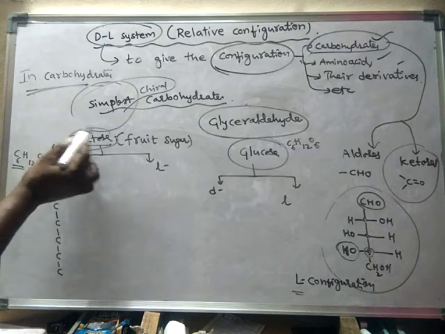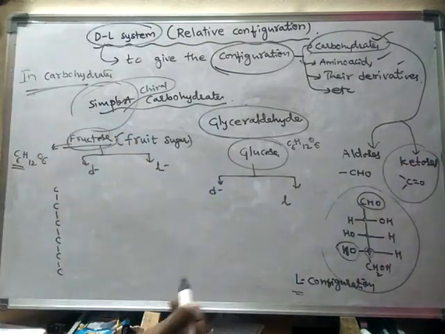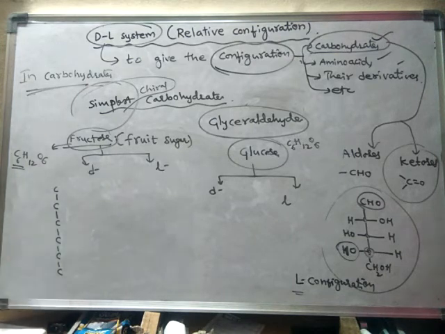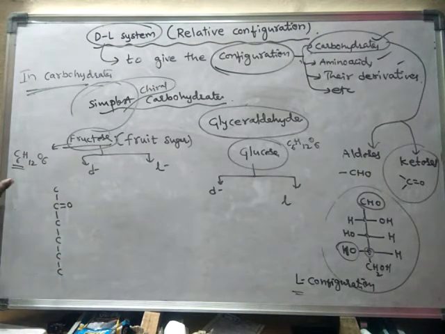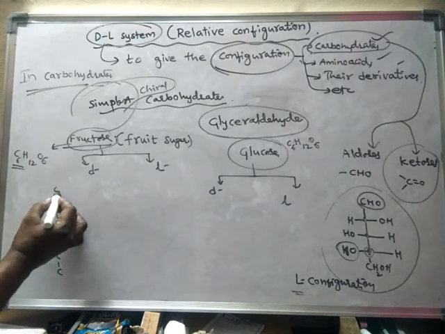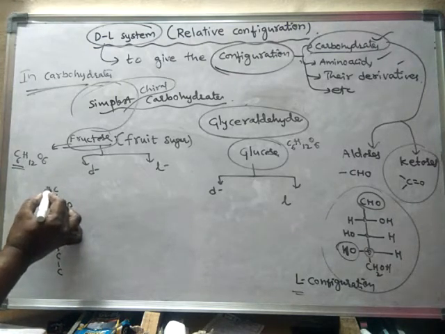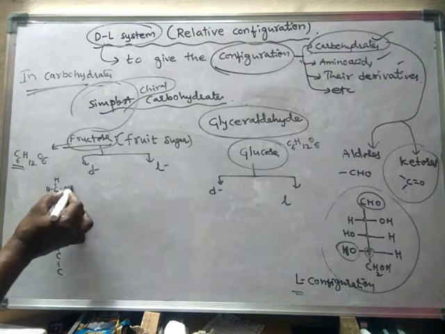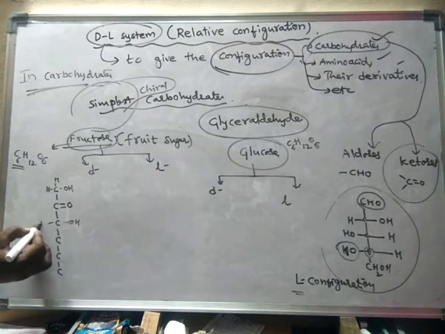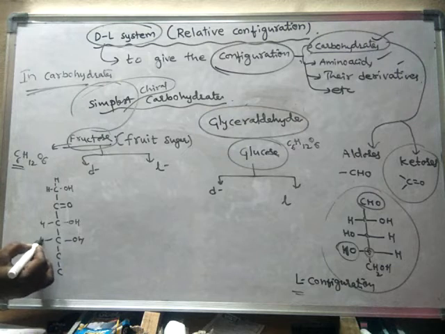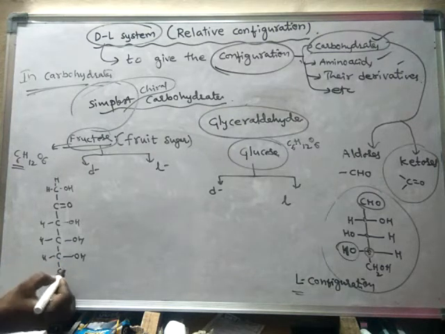In fructose, the keto group is present. Ketose. A ketone group cannot start at the end, so the keto group will always be present in the center. At least it should be on the second carbon. So here this is the keto group. On the first carbon there are two hydrogens and one OH group attached to it. Already this has four bonds. So here OH, H, OH, H, OH, H, and CH2OH.